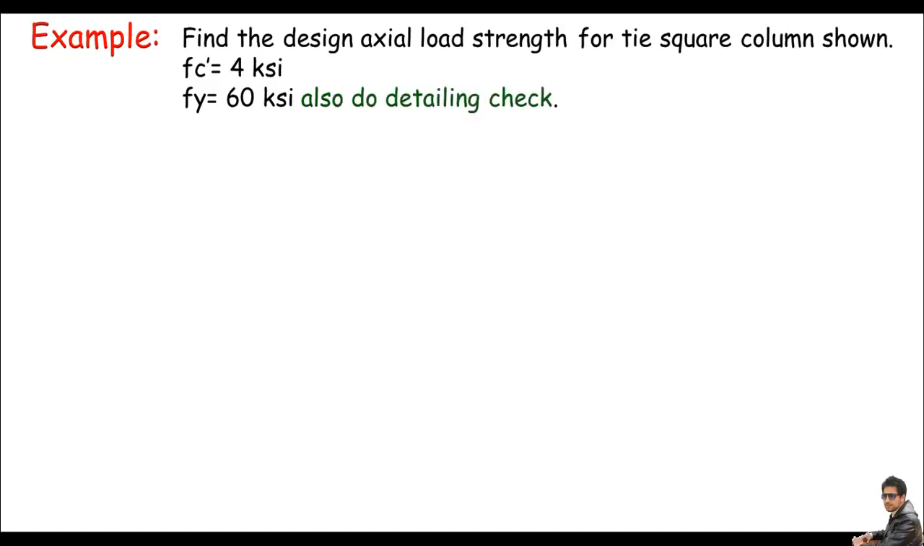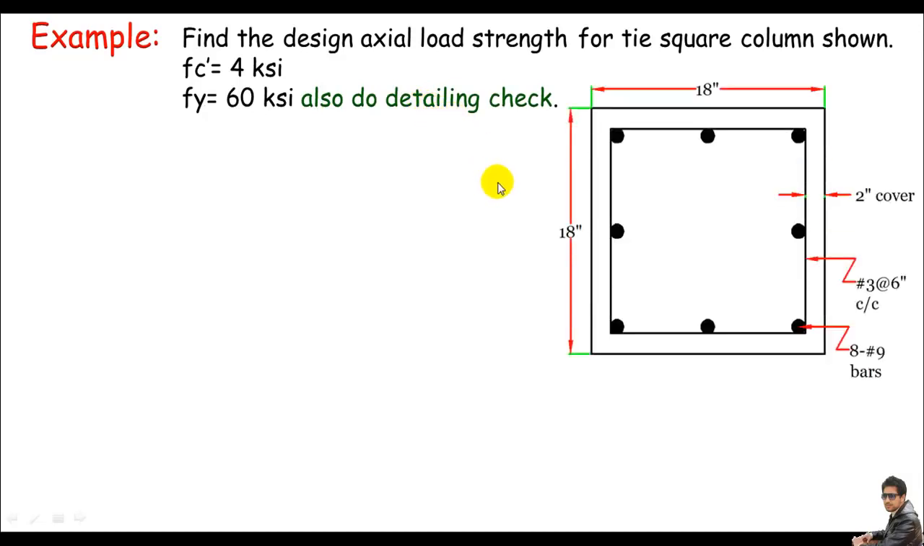The strength of concrete is 4 KSI, which means f'c. We call this f'c dash or f'c prime. And Fy is the strength of steel, which is 60 KSI, kip per square inch. KSI is just kip per square inch. We are also asked to do a little detailing check for the column.